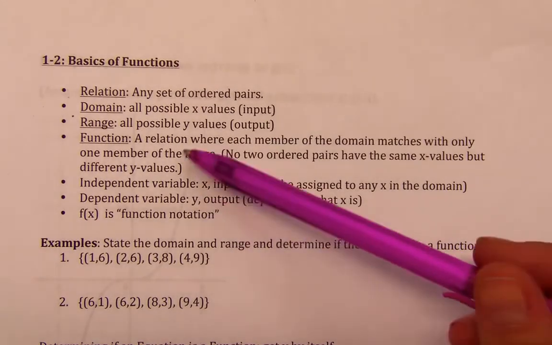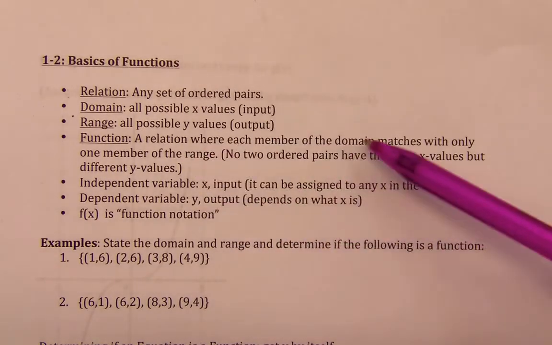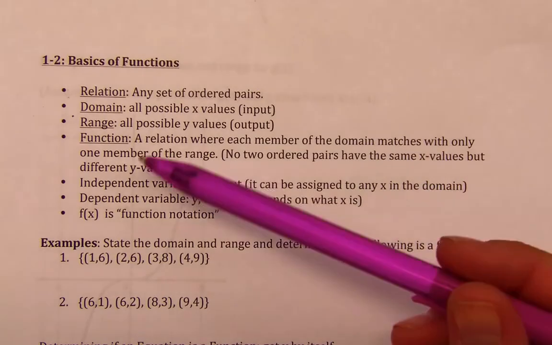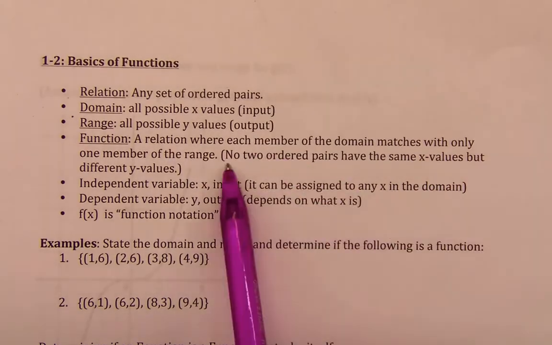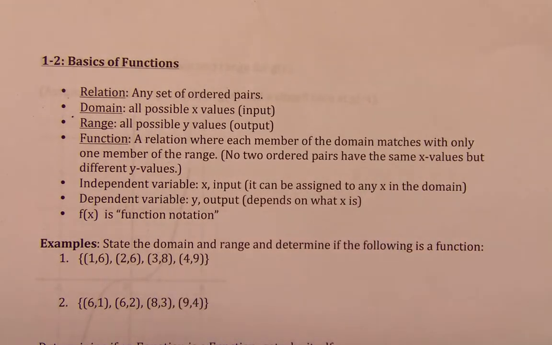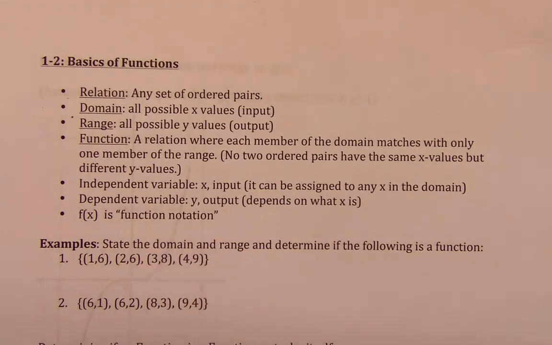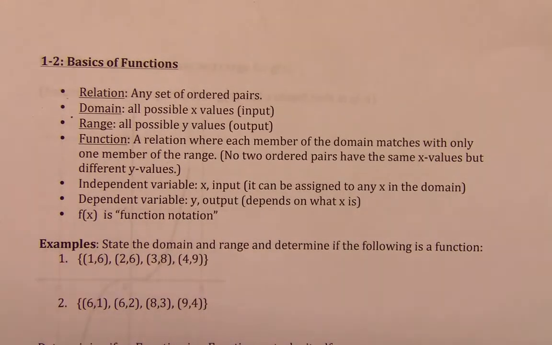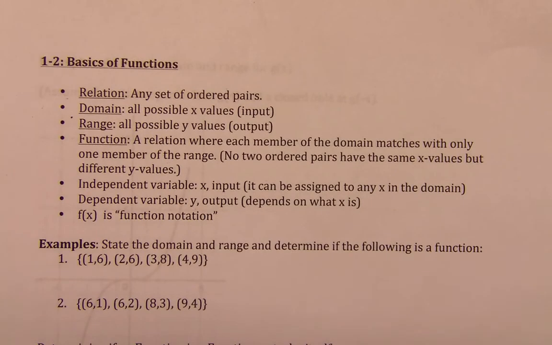And a function is a special type of relation where each member of the domain matches with only one member of the range. In other words, no two ordered pairs have the same x value but different y values. Now, typically we refer to x as the independent variable. Again, it's the input. And then the dependent variable, it depends on x. Our y value is dependent on whatever x is. That's our output variable. f of x is function notation. You've seen this before and we'll be using it.